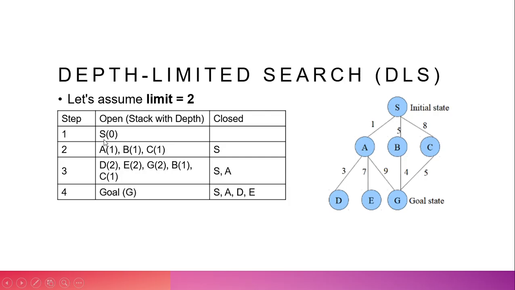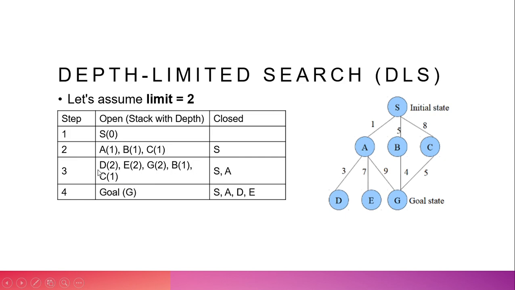Then we will check whether A is the goal node or not. As A is not the goal node, we will add the child elements, which are D, E, G. You can see D, E, G are added at the start because it's a stack. From where we pop, there only we push the element. So D, E, G are added along with the depth, and B, C were the previous elements in the stack. So A we can close.